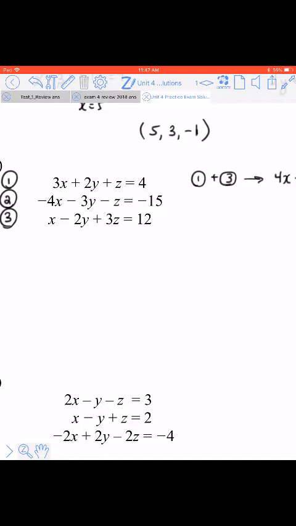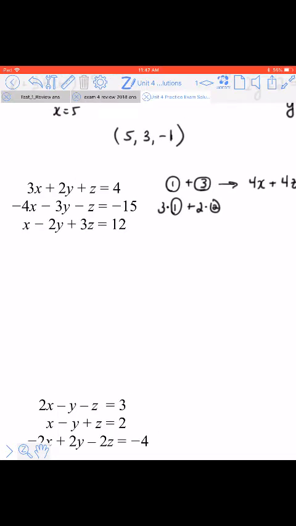So between 2 and 3, the least common multiple is 6. So I need this to be a 6, and I need that to be a negative 6. So I'm going to have to multiply equation 1. So 3 times equation 1, I'm going to add that to 2 times equation 2.